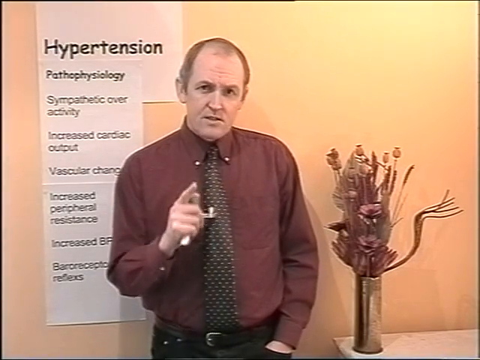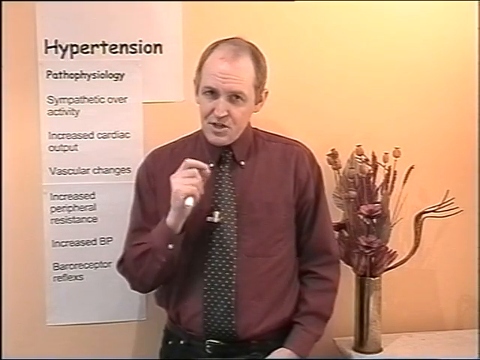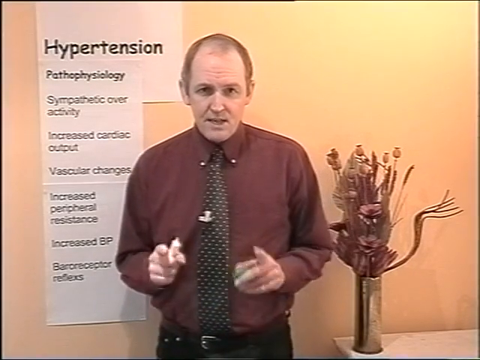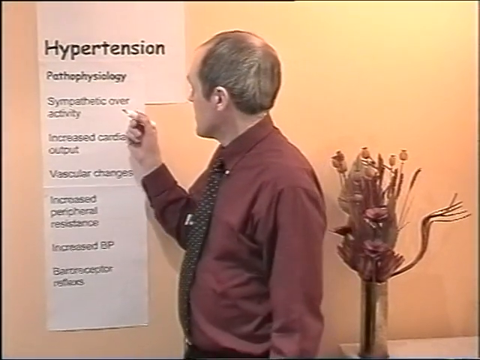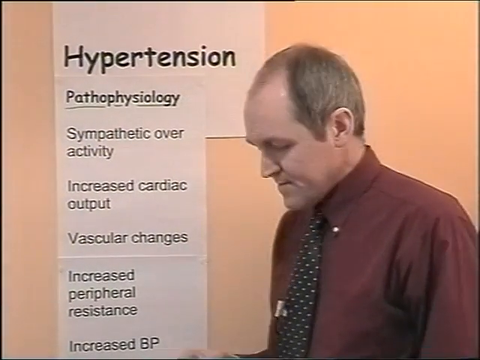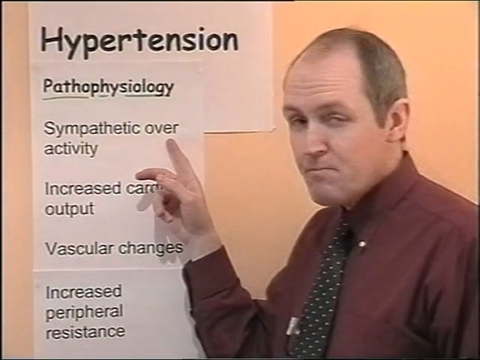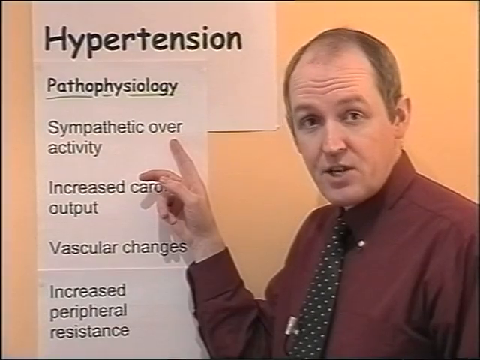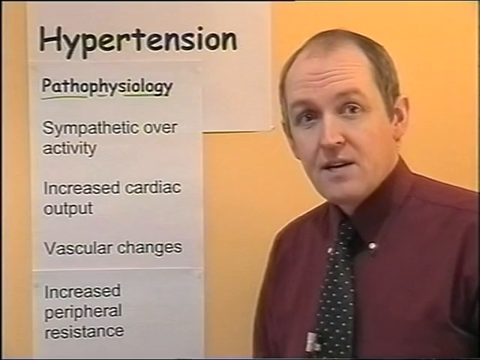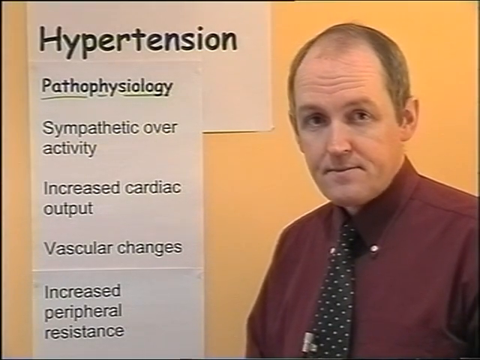Pathophysiology. What is it that's going wrong in hypertension? And now we're considering the essential form of hypertension, primary hypertension. So let's think about the pathophysiology. What is going wrong here? Well, this is a little speculative, in my understanding at least, but there seems to be sympathetic overactivity initially. For some reason, for a period of time, there's overactivity of the sympathetic nervous system.